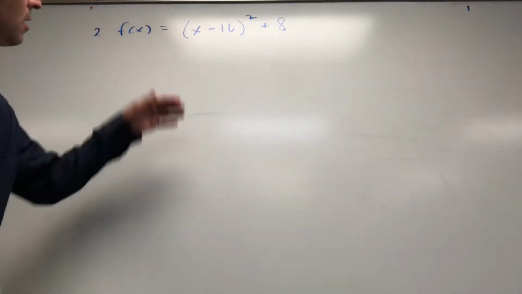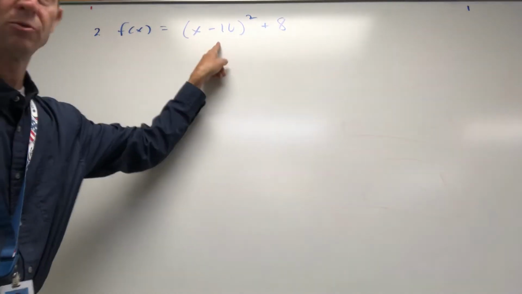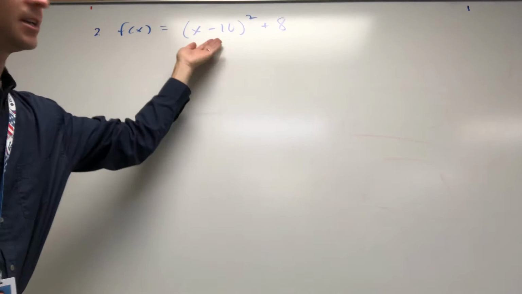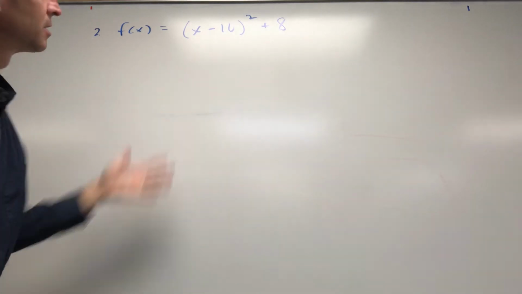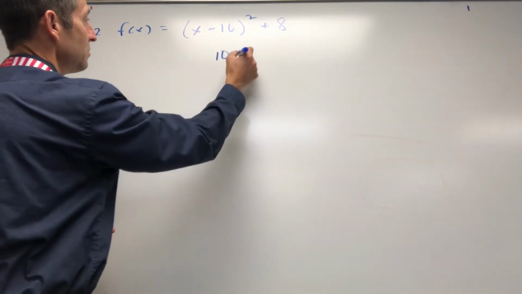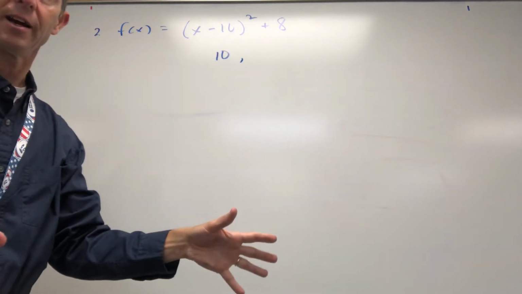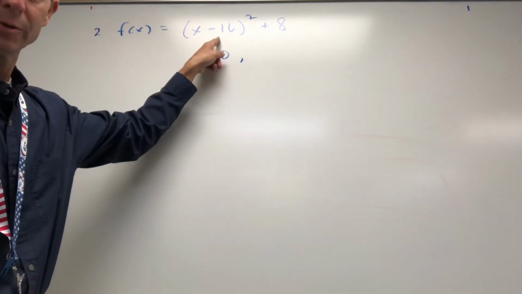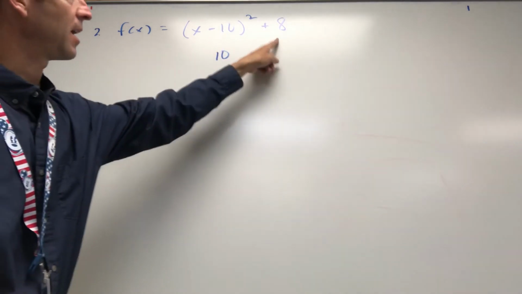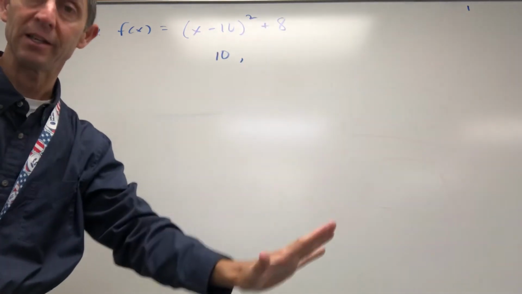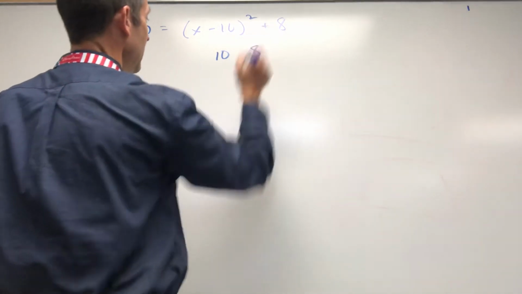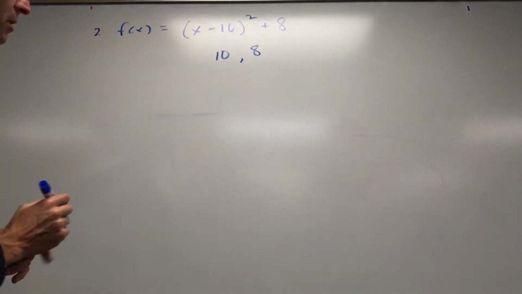Okay, so right now we look at the two numbers, the negative 10 and the 8. The 10 is inside the parentheses, so we know it becomes positive 10. The 8 keeps its sign on the outside. It doesn't change. Inside parentheses, you change the sign. Outside the parentheses, you leave the sign the same. So 10, 8, that's going to be our vertex point.